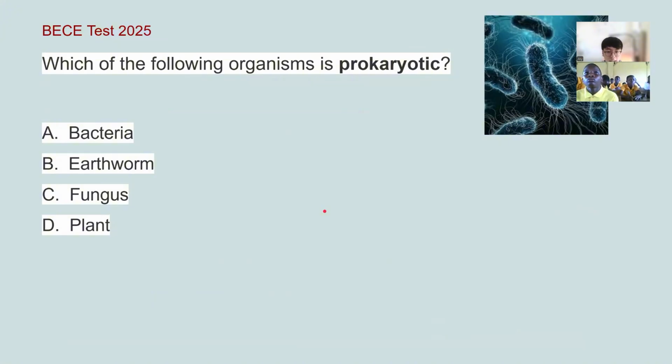So yeah, everyone, let's answer this question about cells and eukaryotic and prokaryotic cells. Which of the following organisms is prokaryotic? Does anyone remember? Bacteria. Yes, that's right. Great job. It's A, bacteria. It's the only prokaryotic cell here. Earthworm is eukaryotic. Fungus is also eukaryotes. And plants are also eukaryotes. So bacteria is the only prokaryote in this list.